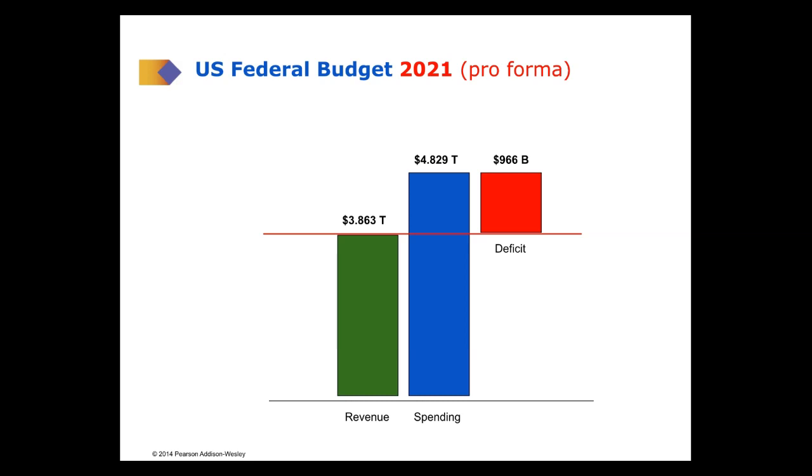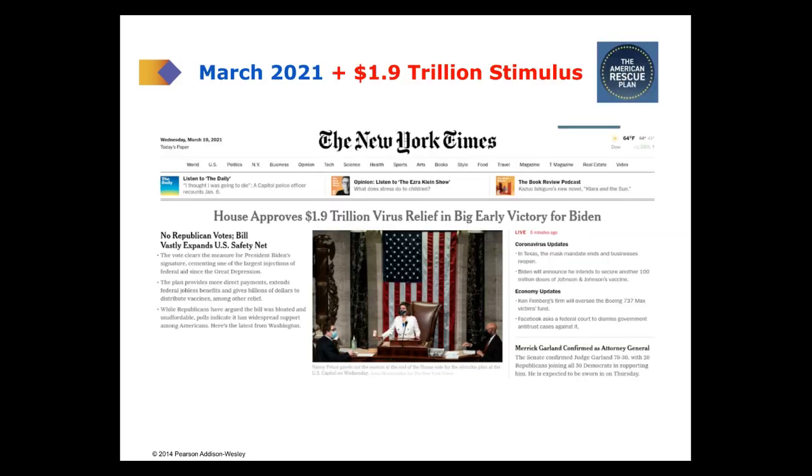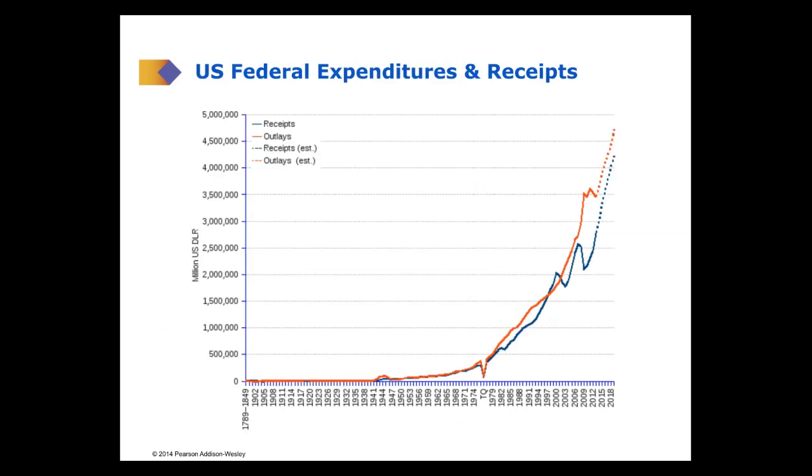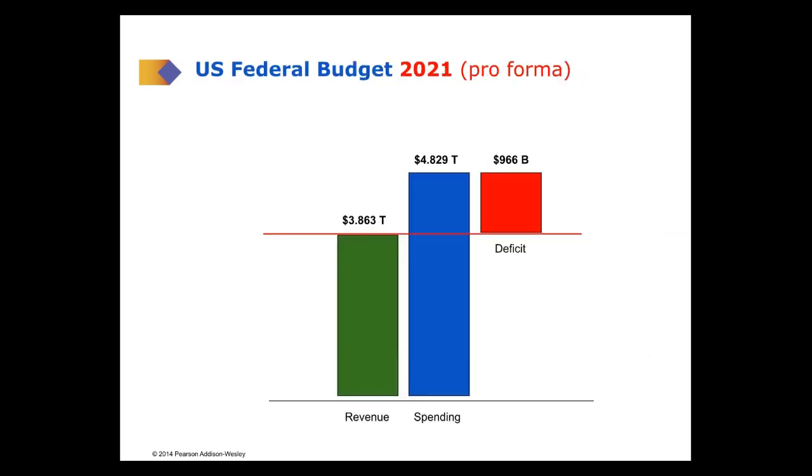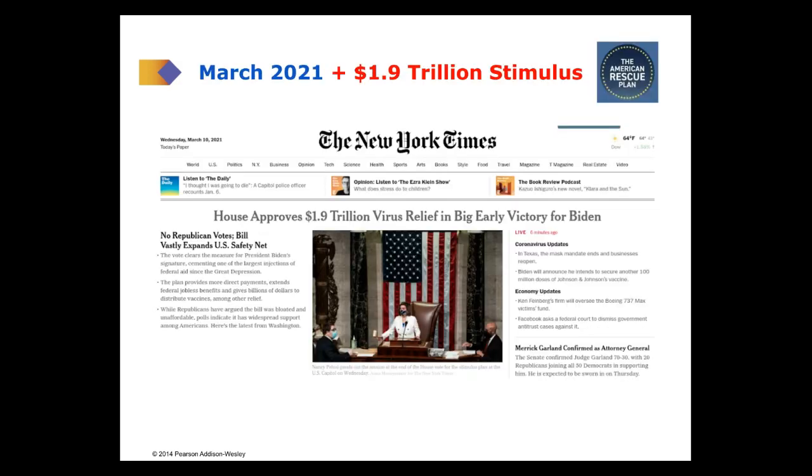As time goes on, we see that we are still dealing with the coronavirus pandemic. In March of 2021, Congress passed the American Rescue Plan, $1.9 trillion of stimulus. And so the idea of having a deficit of less than $1 trillion is probably not realistic, given that by March we're already adding $1.9 trillion in stimulus spending, and that's only one fourth of the way through the year.